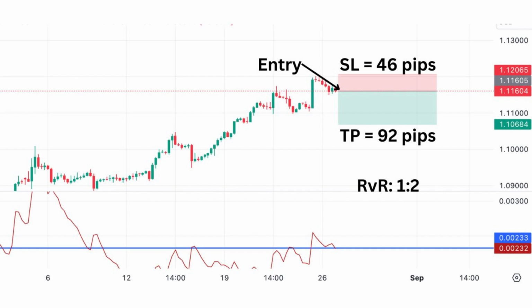Now, your profit target will generally be 1.5 to 2 times your stop to give you a risk reward ratio of 1 to 2 or 1 to 1.5, which is a healthy risk reward ratio. And so in this case, it would be at 92 pips from your entry, i.e. a 1 to 2 risk reward ratio.